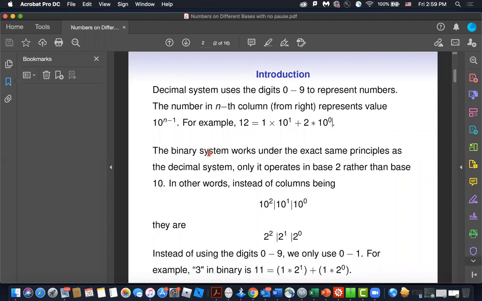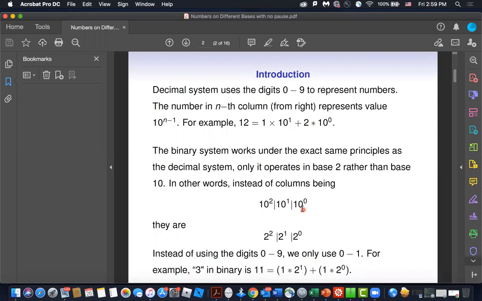Because the binary system works in exactly the same way. In decimal, when we write the hundreds, the tens, the ones, the hundreds actually represents 10 squared. So that is why it's 100. And the tens means 10 to the first, and the ones is 10 to the 0.